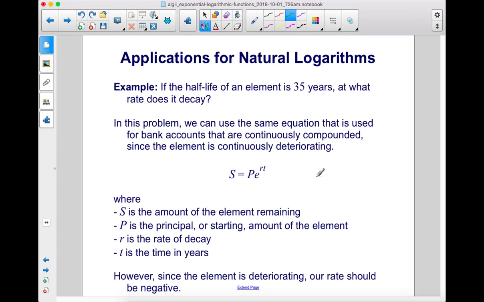If the half-life of an element is 35 years, at what rate does it decay? In this problem, we can use the same equation that is used for bank accounts that are continuously compounded, since the element is continuously deteriorating. So we have S equals P times e to the RT power, where S is the amount of the element remaining, P is the principal or starting amount of the element, R is the rate of decay, and T is the time in years. However, since the element is deteriorating, R rate should be negative.